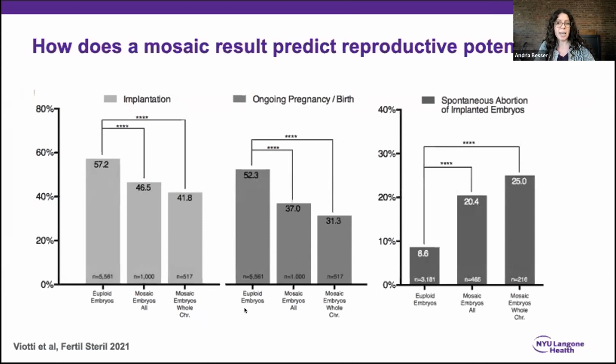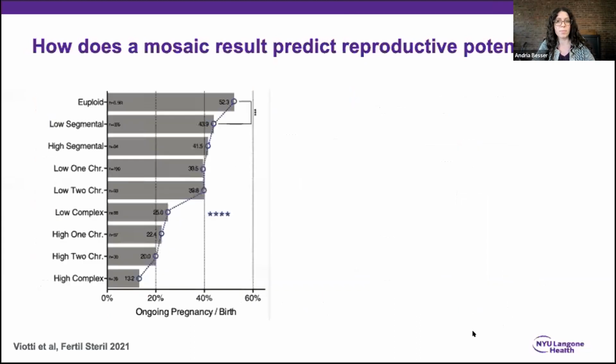Also, mosaic embryo transfers led to more miscarriages, more than double compared to euploids. But again, the worst outcomes were from those whole chromosome mosaics. Also, just a side note, outcomes of mosaic embryo transfers were not found to be associated with oocyte age.